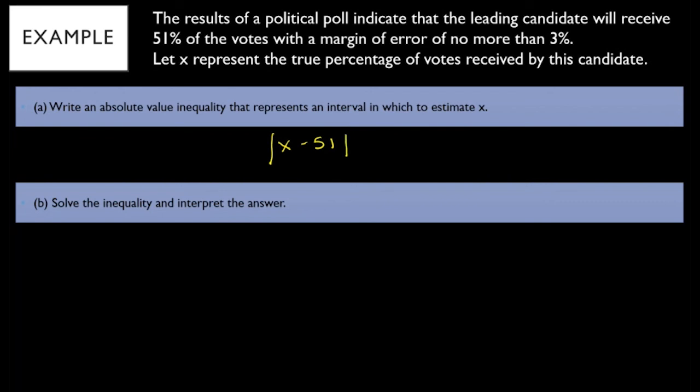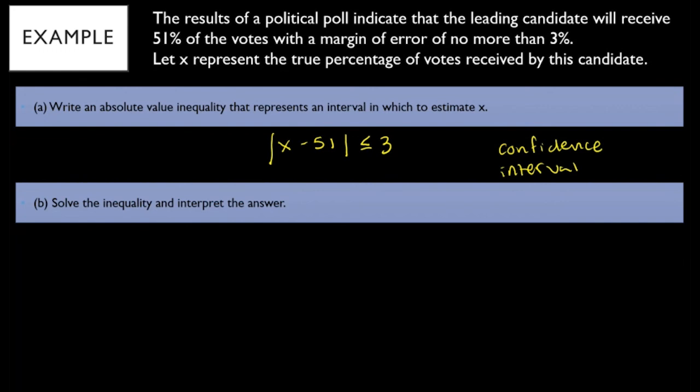And then it says no more than 3%. Again, that's going to be less than or equal to, because it could be equal to 3% or less. And then this is less than or equal to 3. So in statistics, this is called a confidence interval. And when you take statistics, you are literally solving this absolute value equation. So this is one of the reasons that you learn this in algebra: if you have to go on to a statistics class, you need to know how to solve these, because you will be solving them.